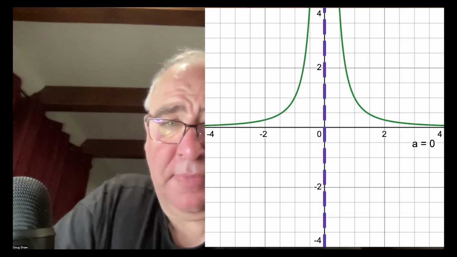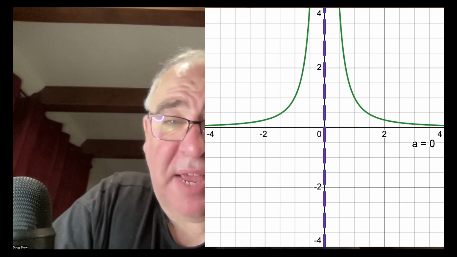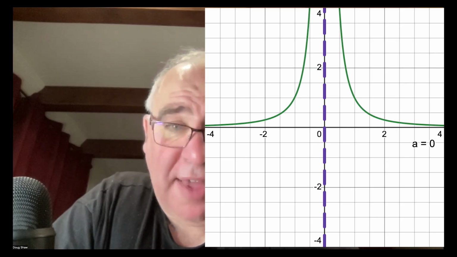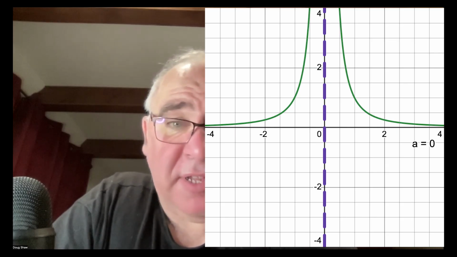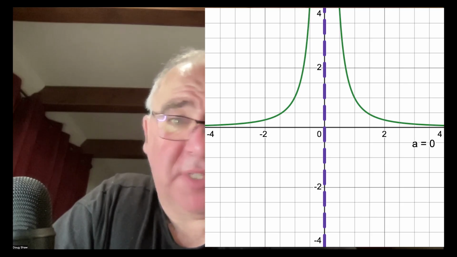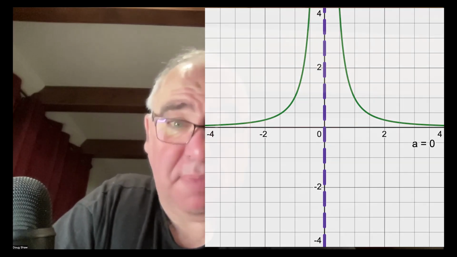Aha, though, I've only used positive values of a. Look at a equals 0. A equals 0 is the same as the graph of 1 over x squared. So that has a vertical asymptote at 0. So at a equals 0, the pattern goes away. Now it's something completely different.